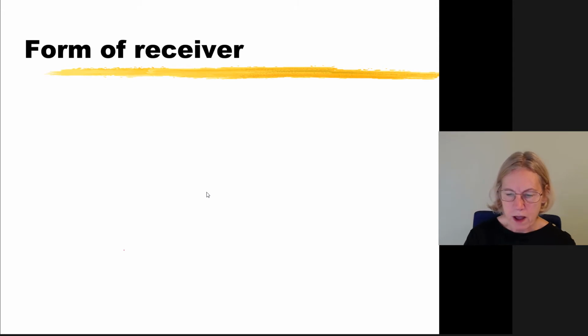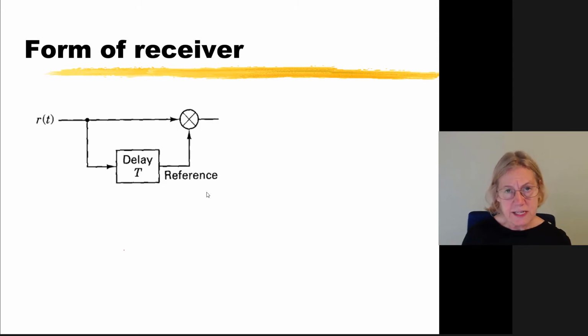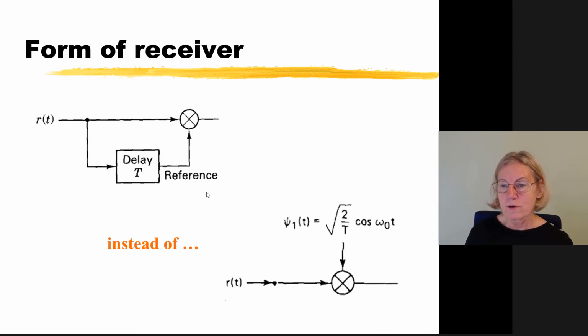First of all, the form of the receiver. Instead of doing the square law receiver I showed you earlier, we can use one that's even simpler. In this case, I just use a delay, and I actually use the signal itself to do the correlation. I know that what was transmitted was a cosine omega t, and so if I just delay it, I'm going to have a cosine omega t that I can use as a self-reference for the detector.